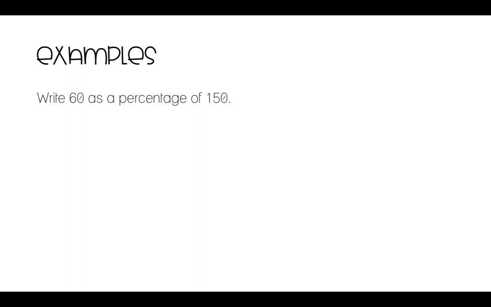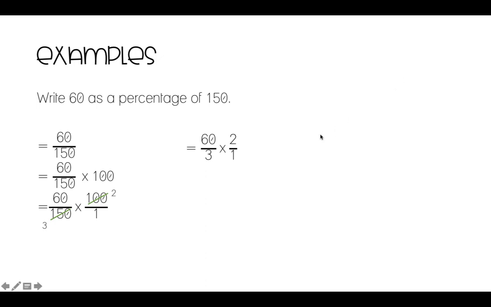So write 60 as a percentage of 150. The first thing we're going to do is write it as a fraction. So 60 over 150. Multiply that by 100 or 100 over 1. And then simplify it down. Now, 50 goes into 150 3 times and it goes into 100 twice. So we end up with 60 over 3 times 2 over 1.